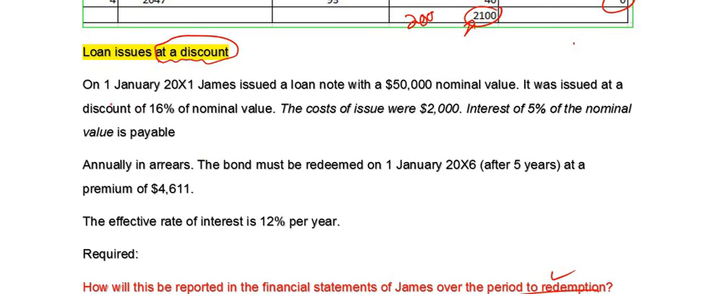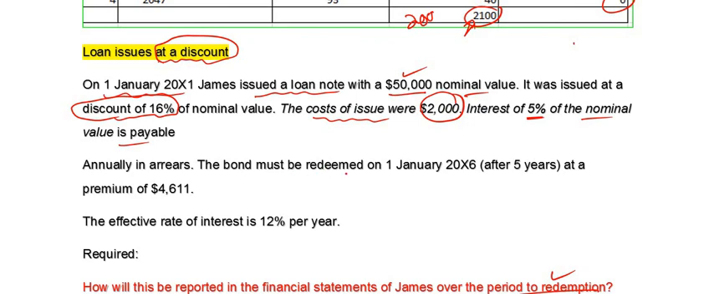If you see here, on the 1st Jan 2001, James issued a loan note of this amount, 50,000, at nominal value. It was issued at a discount, so you deduct this discount from this amount, and that will be your net proceeds. There are also some costs of issue, so you also deduct this 2,000, and interest of 5% of the nominal value. This is the coupon rate.